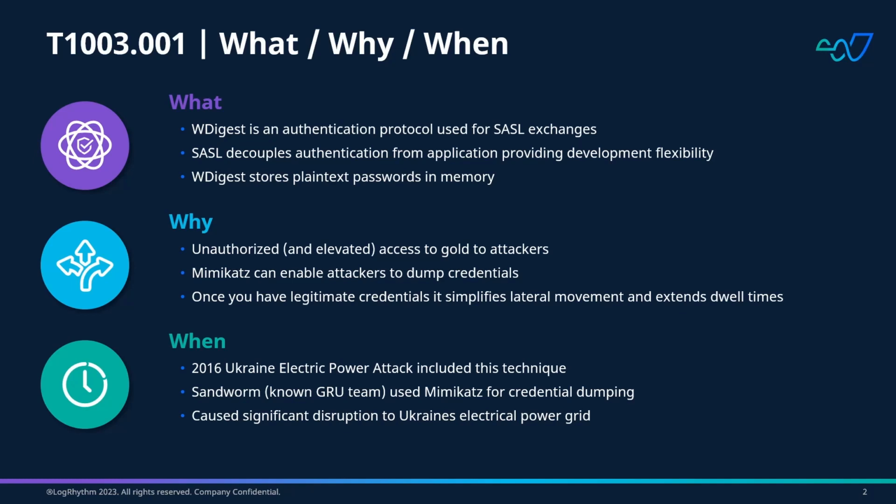A well-known example of this kind of credential dumping was seen during the 2016 Ukraine electric power attack, when a known GRU threat group called the Sandworm team used Mimikatz to capture and then use legitimate credentials. The attack itself was a highly complex affair, leveraging dozens of different techniques, but by gaining access to trusted accounts, the attackers were able to move laterally within the network, accessing vulnerable systems and disrupting distribution substations within the Ukrainian power grid.